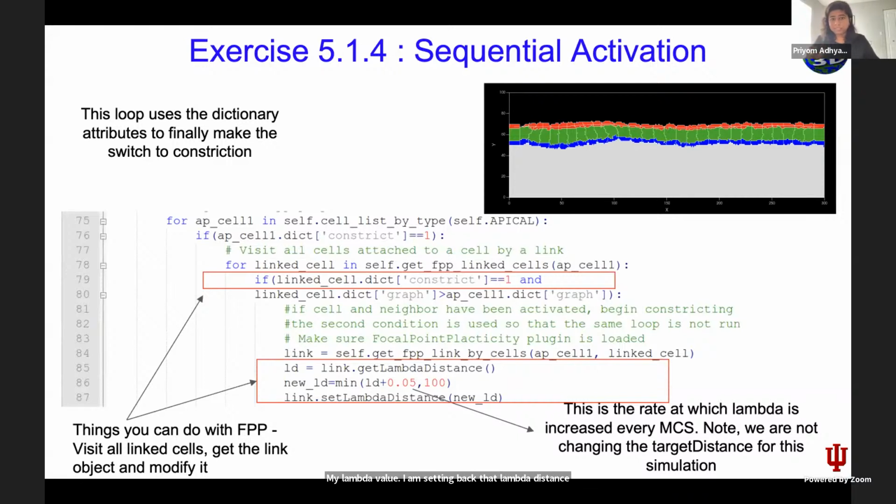So these attributes of FPP links are super helpful. You can get the properties of FPP links between any cell types. We can get the lambda distance that's currently in the simulation using something like get lambda distance. And if you want to adjust that value, like I'm doing in the next two lines, I'm also able to set back that value using set lambda.